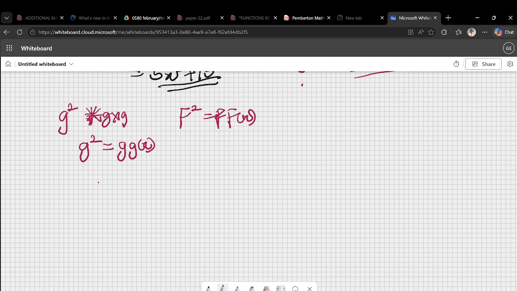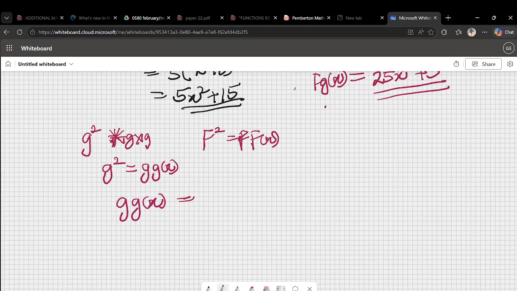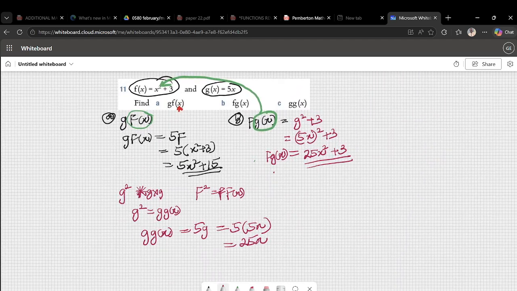So in this case here, they say we should find g of g of x. It means that we're going to put g inside g. And don't forget, g is what? 5x. So it's going to be what? 5g. And this is going to be 5 into what? 5x. And that's going to be what? 25x. So this is what we have for this particular question.